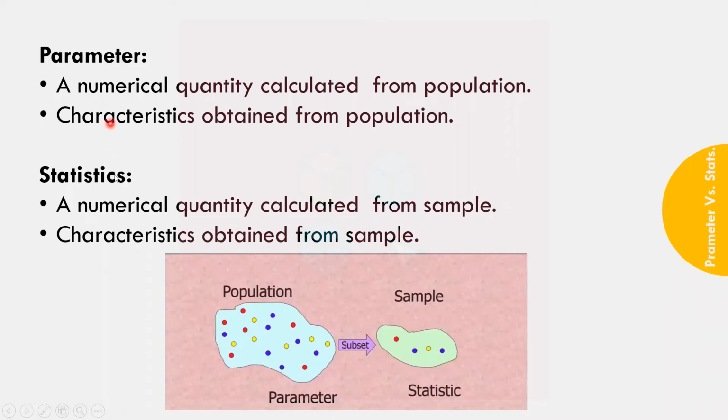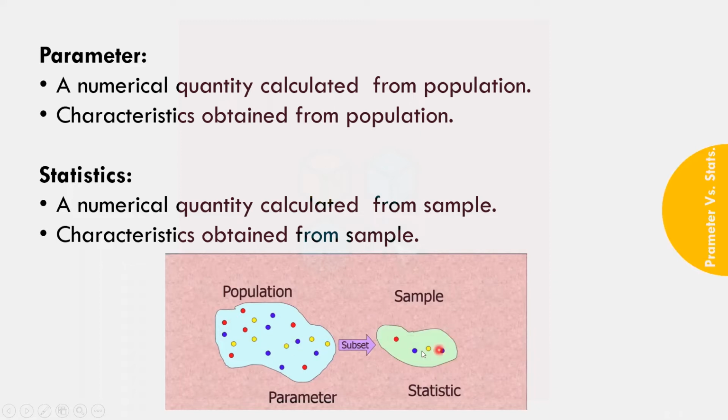Parameter and statistic. Both are the numerical quantities calculated from the population and sample respectively. So population is a bigger group. You can see this is the bigger group having blue, red, yellow dots in the population. And a subset is taken as a sample, which is having 2 blue, 1 yellow and 1 red dots. All points are having the different colors from the population. So it is the representative part of the population.